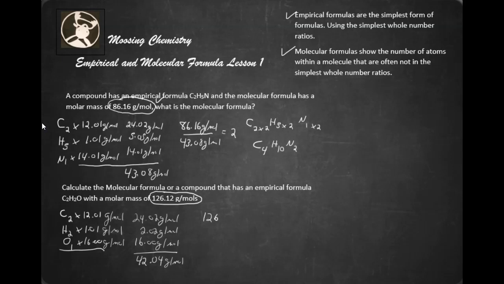So let's take 126.1 grams per mole divided by 42.04 grams per mole. And that's going to give me approximately 3. So what we're going to do is we're going to take C2 times 3, H2 times 3, and oxygen 1 times 3. This is going to give me C6H6O3. And that's it.